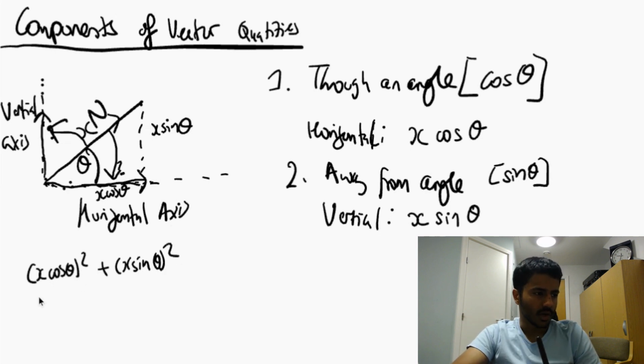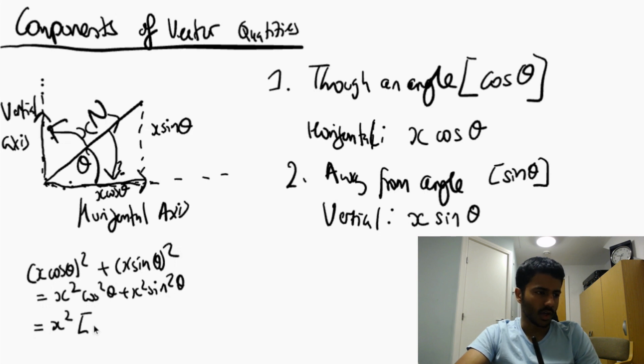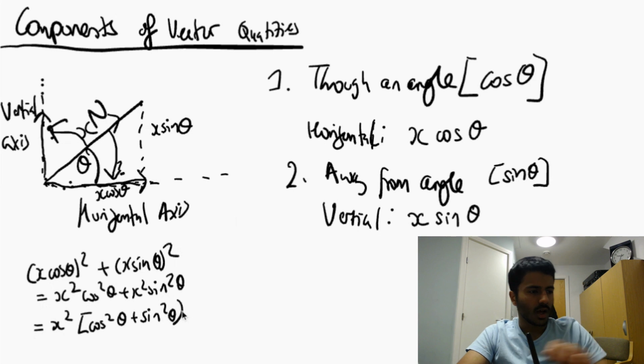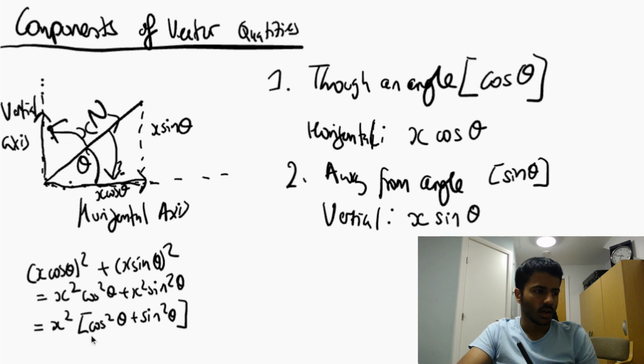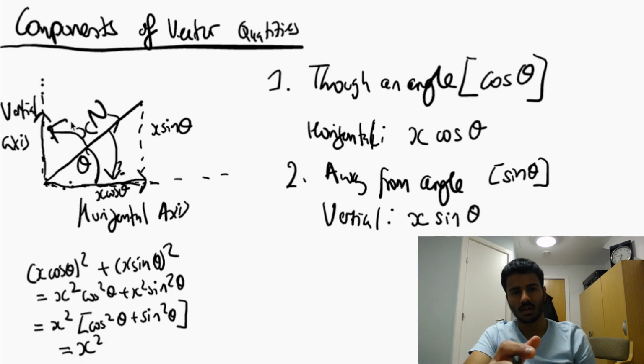And if you do this, you'll get x squared cos squared theta plus x squared sine squared theta. So you can factorize out an x squared, and you get cos squared theta plus sine squared theta. And if you're doing A-level maths, or if you've come across this maths term before, you will know that cos squared theta plus sine squared theta is 1. So this is just equal to x squared. And that makes sense because that is what the length of the hypotenuse in this case is squared.